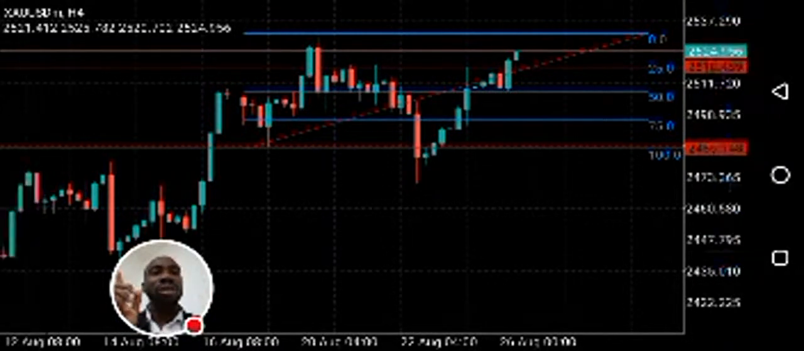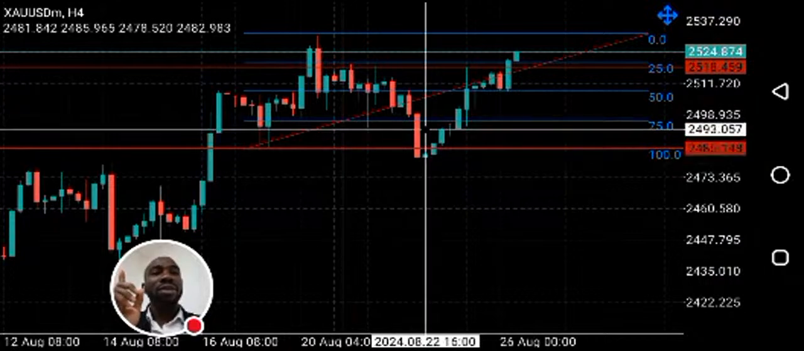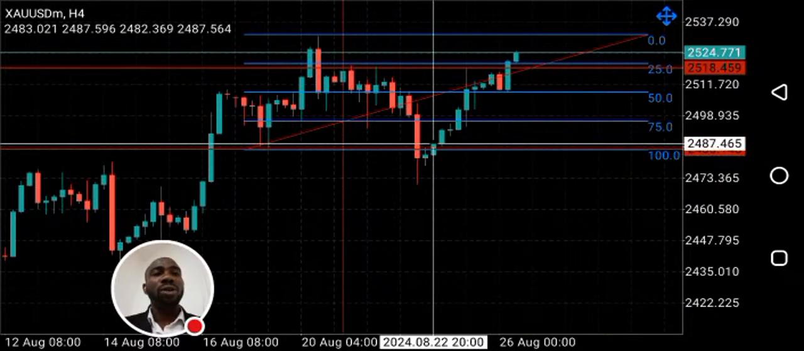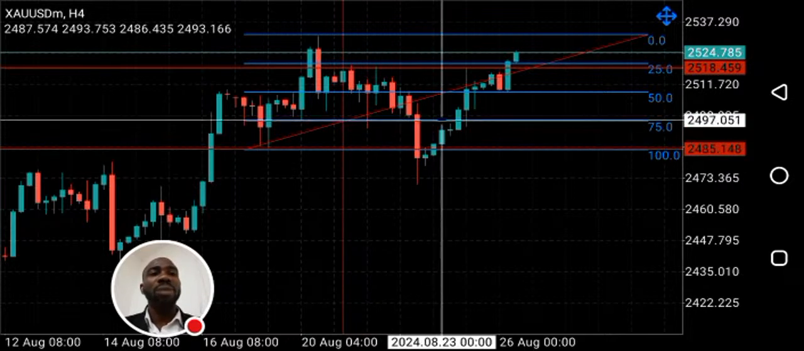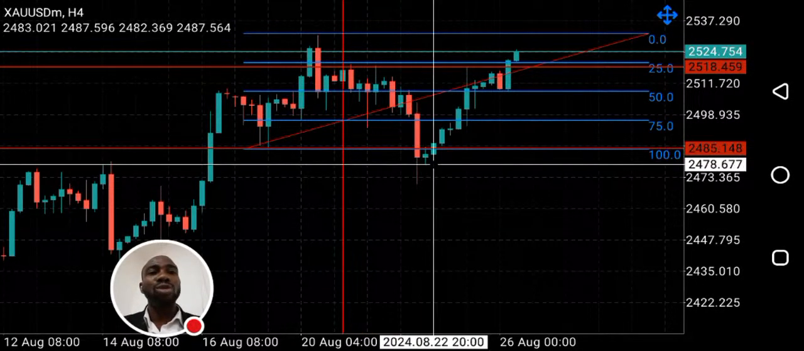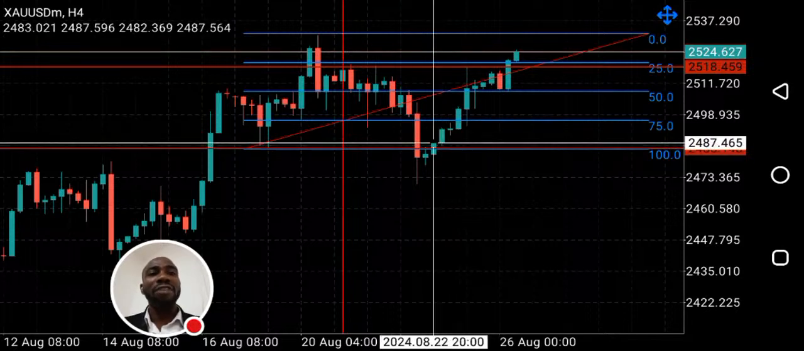This would have been the right price, a good price to buy gold. You can see we had a bullish reversal pattern here. If you had not entered buy after the formation of this bottom, you would have entered buy after the formation of this bullish candle.